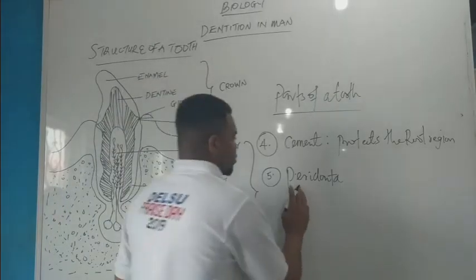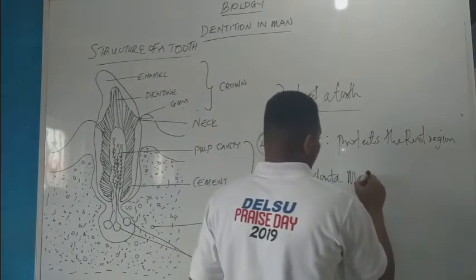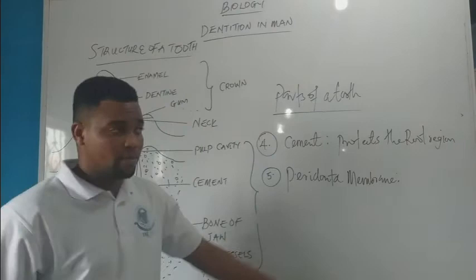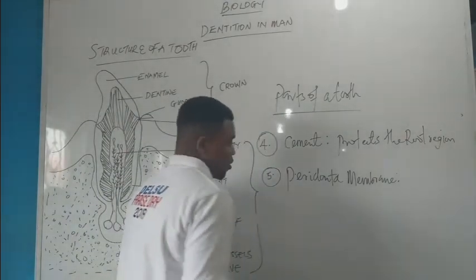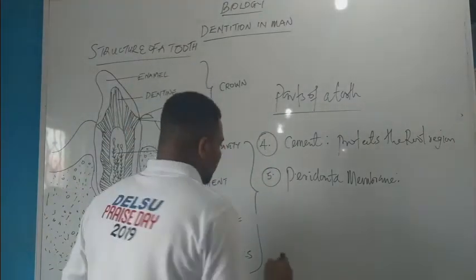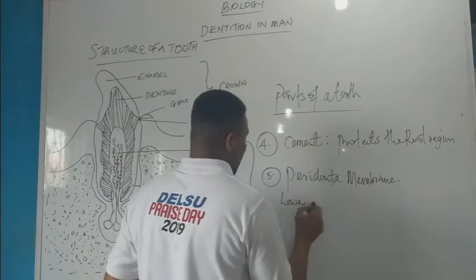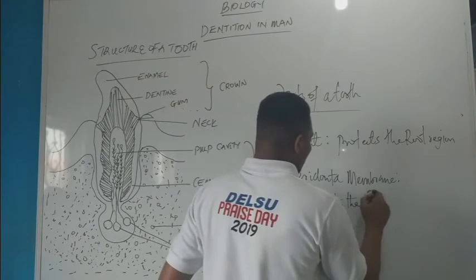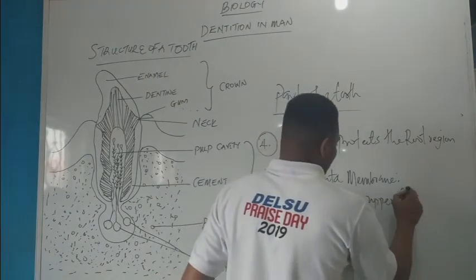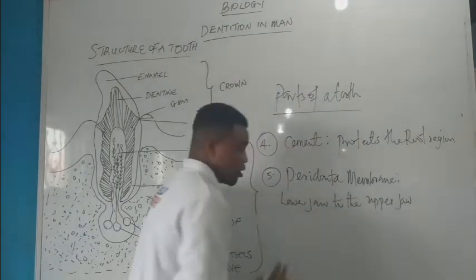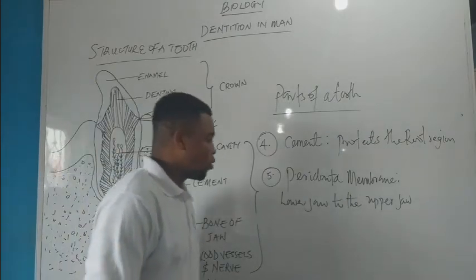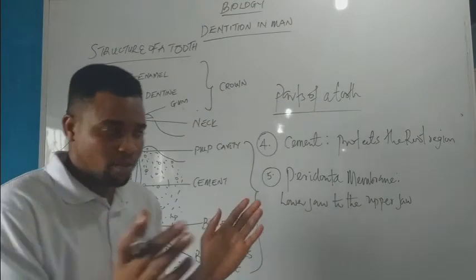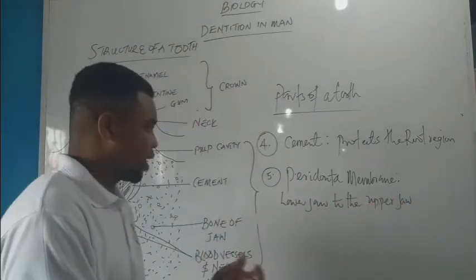Now, there's another part called the periodontal membrane. The function of the periodontal membrane is that it serves as an attachment of the lower jaw to the upper jaw. The upper jaw is called maxilla, the lower jaw is called mandible. So it attaches the mandible to the maxilla. That's the function of the periodontal membrane.